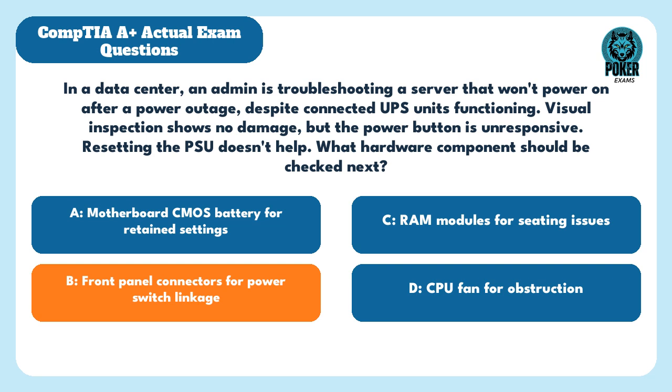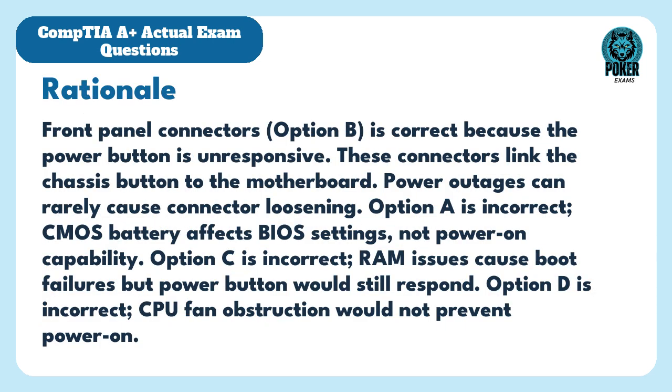The correct answer is B. Rationale. Front panel connectors, option B, is correct because the power button is unresponsive. These connectors link the chassis button to the motherboard. Power outages can rarely cause connector loosening. Option A is incorrect. The CMOS battery affects BIOS settings, not power-on capability. Option C is incorrect. RAM issues cause boot failures, but the power button would still respond. Option D is incorrect. CPU fan obstruction would not prevent power on.